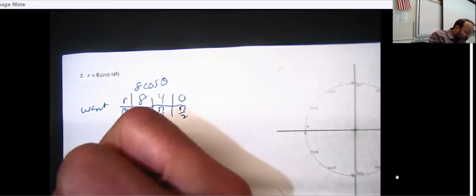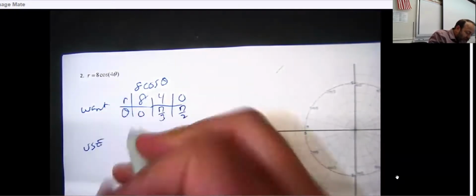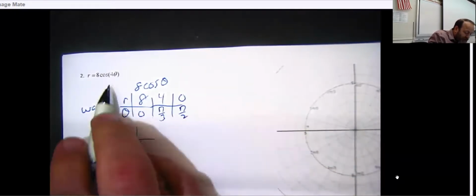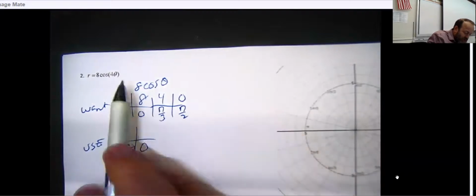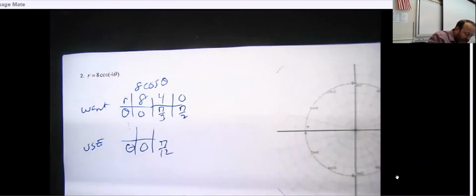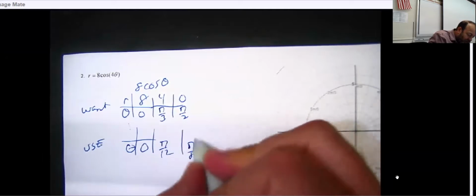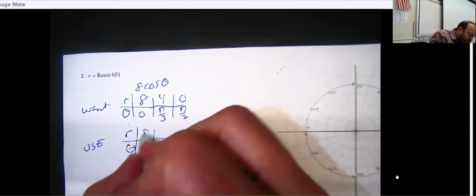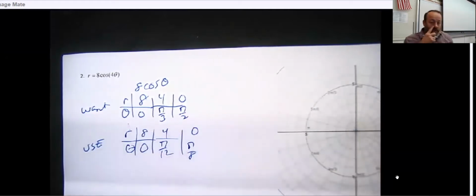Again, but what I have to use is this. So again, all of my thetas are being divided by 4. So 0 over 4, pi over 3 over 4 is pi over 12, pi over 2 over 4 is pi over 8. That's going to still result in the same radii that we saw a moment ago.